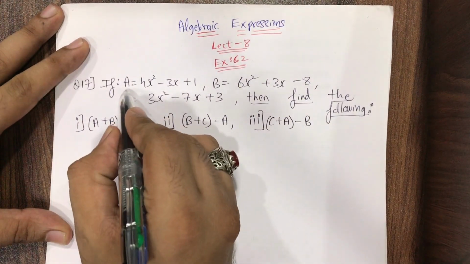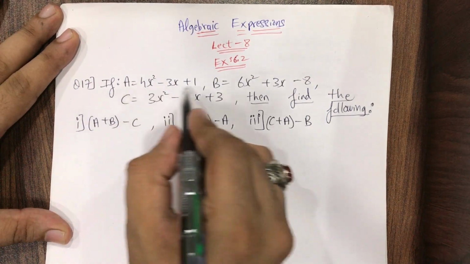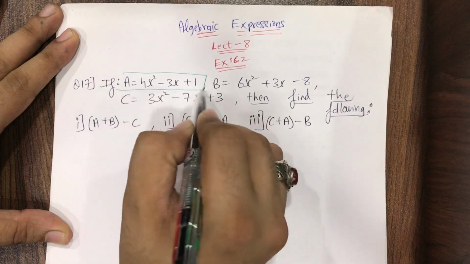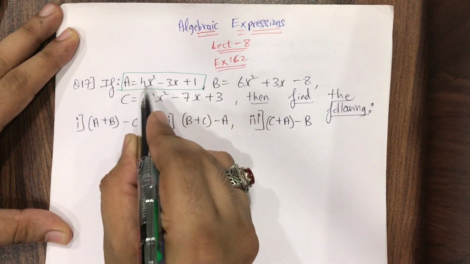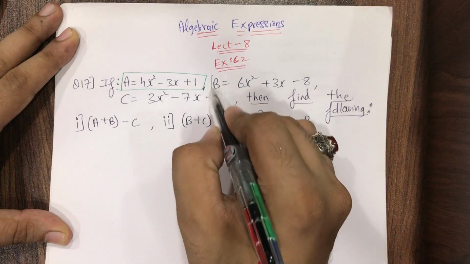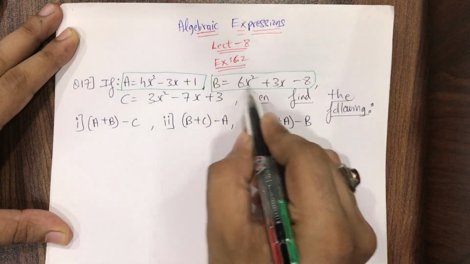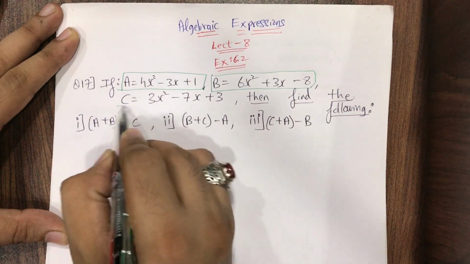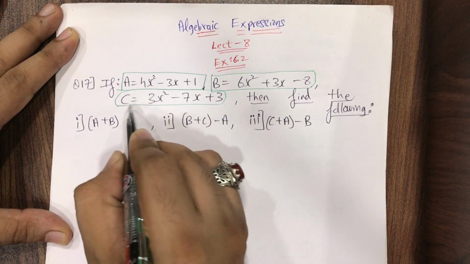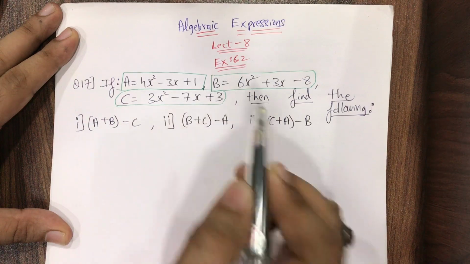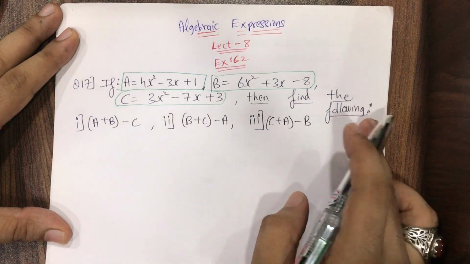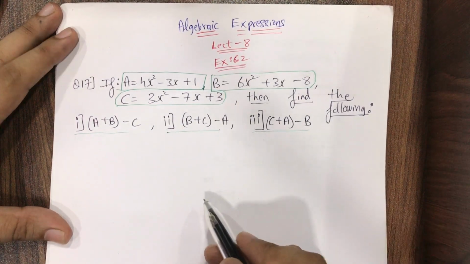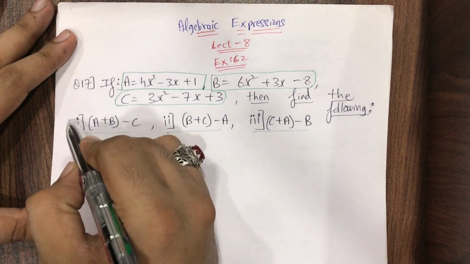If capital A is equal to something over here. So can I say we have the value of capital A? Yes, the value of capital A is 4x square minus 3x plus 1. Similarly, we have the value of capital B. It's 6x square plus 3x minus 8. And we have the value of capital C. C is equal to 3x square minus 7x plus 3. Then find the following, and 3 sub questions are given. First, second and third. Now I'll be solving the first sub question over here.